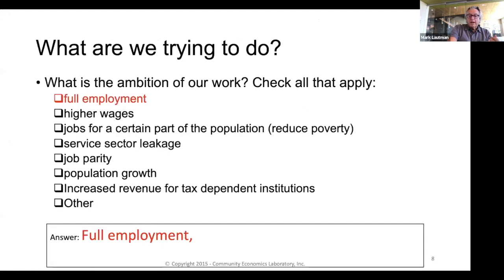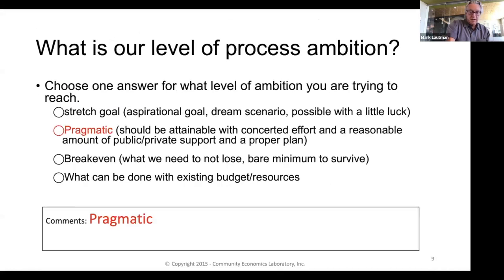What are we trying to do? Trying to get to full employment after this pandemic finishes its damage. What's the level of our ambition? It's pragmatic. What's attainable with a concerted effort and a reasonable amount of support? It's not an aspirational goal or stretch goal. That could be changed, but you don't want people using different levels of ambition or aspiration.